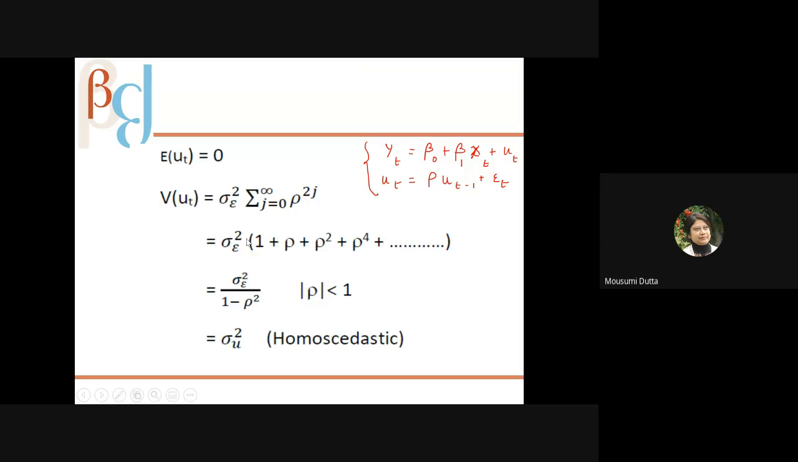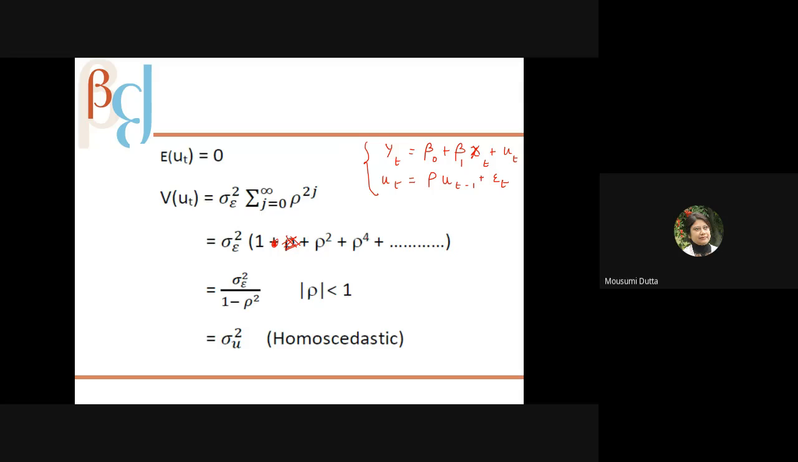So it can be presented in this way: sigma epsilon square multiplied with 1. If you set j equal to 0, rho to the power 0 is 1. Okay, so there is a mistake. This rho will not be here. It will be 1 plus rho square plus rho to the power 4. That is, there will be a GP series. So it will be 1 plus rho square plus rho to the power 4, etc.